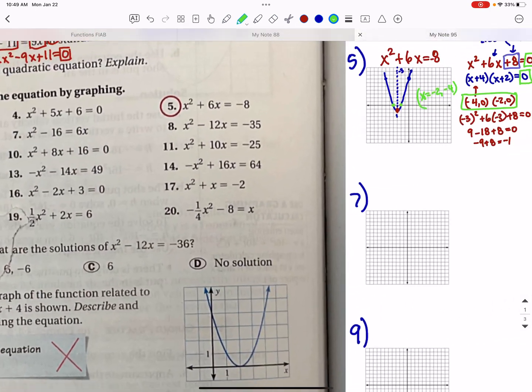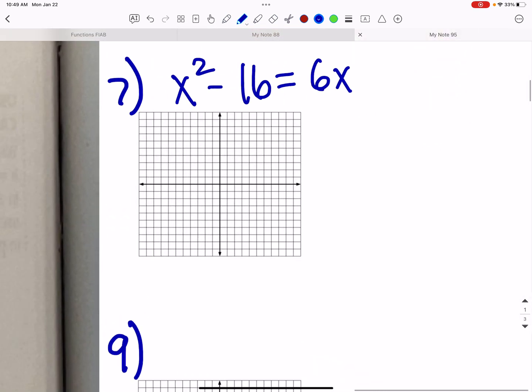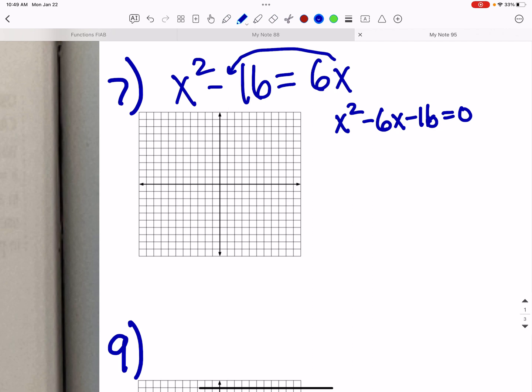Number 7, x squared minus 16 equals 6x. Well, we got to get this on the same side. x squared minus 6x, because we got to move this guy over here where he belongs, minus 16 equals 0.